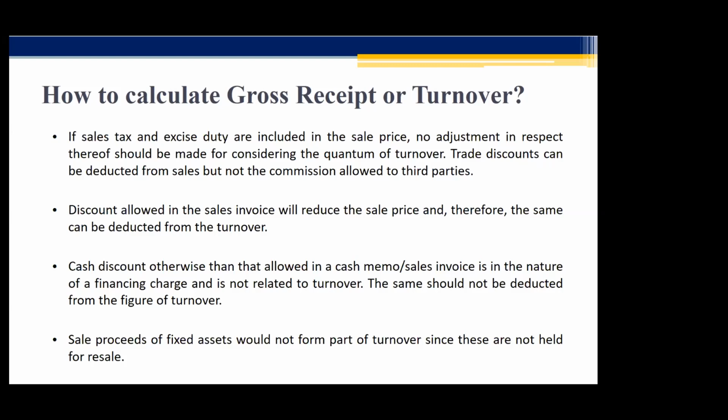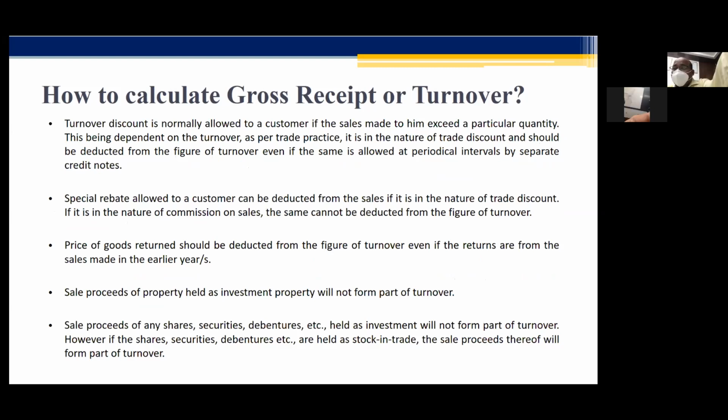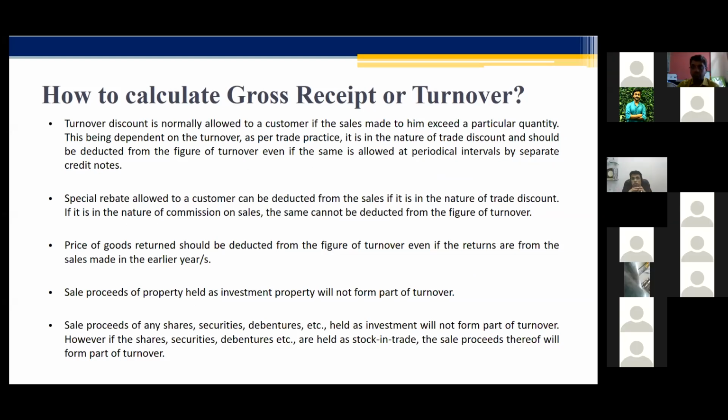Turnover discount is normally allowed to a customer if sales made to him exceed a particular quantity. So if during a particular year a customer takes a threshold quantity, then as per trade practice he is allowed a turnover discount. The question arises whether I should deduct that for the purpose of turnover. This depends on the trade. If it is in the nature of a trade discount, then it should be deducted from the figure of turnover if the same is allowed at periodic intervals.